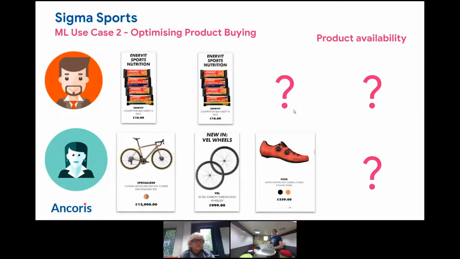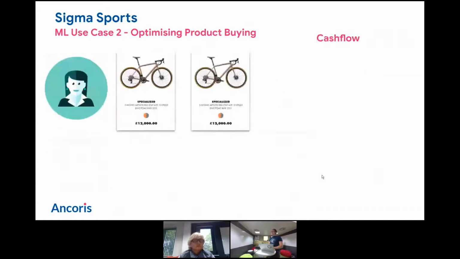Do I buy a different energy bar? Do I think actually the customer's not going to buy from us, they're going to buy somewhere else? Do I buy a blue set of shoes? It's those kind of decisions. So it's really important to know what products are available into this model, as well as what there's demand for.